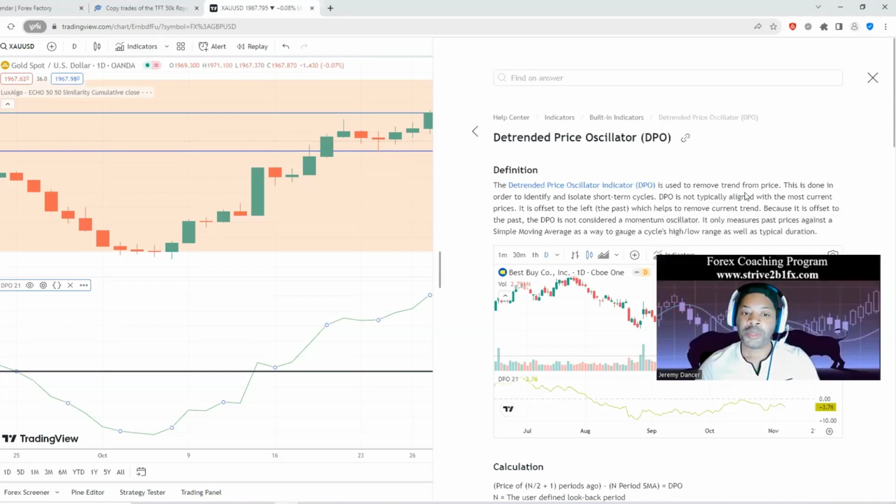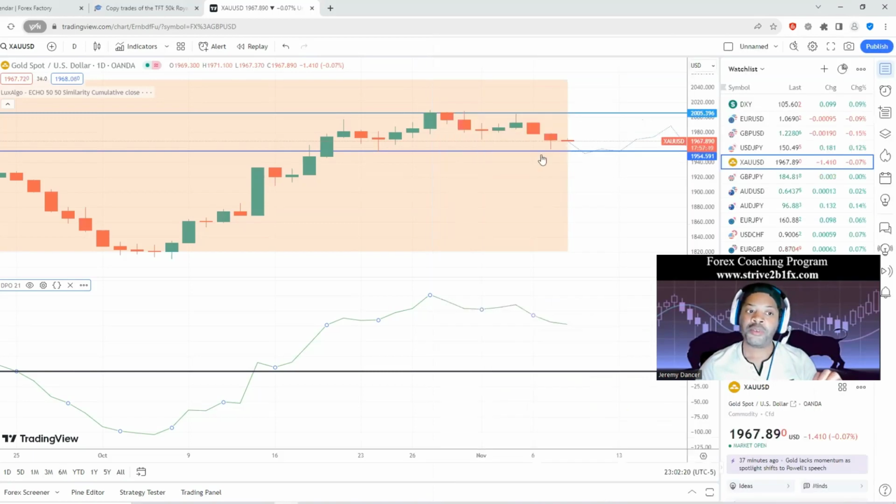But simply put, the detrended price oscillator is used to remove trend from price, and this is done in order to identify and isolate short-term cycles. DPO is not typically aligned with the most current prices. It is offset to the left, the past, which helps to improve current trend. So this cuts out a lot of the noise in the markets.